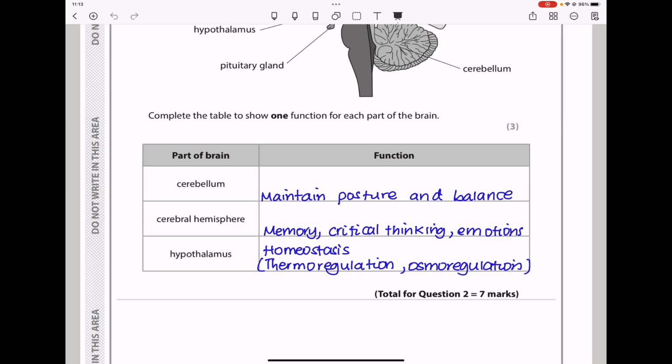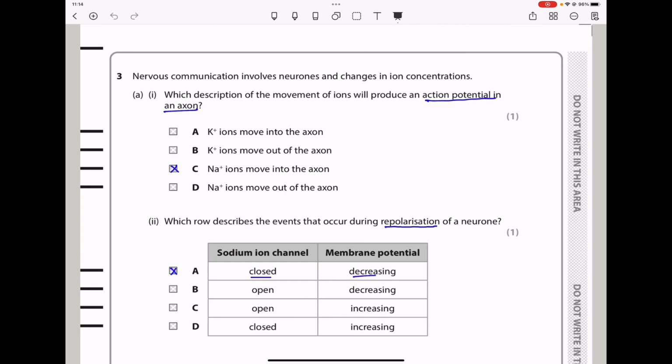So this brings us to the end of question 2. Let's continue to question 3. Question 3. Nervous communication involves neurons and changes in ion concentration. In part A, which description of the movement of ions will produce an action potential in an axon?